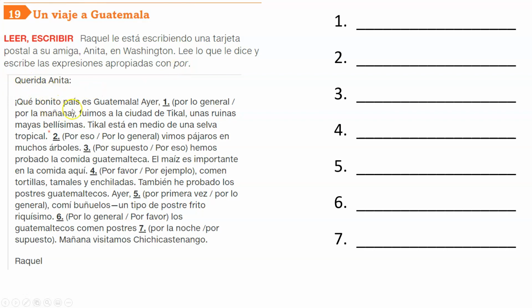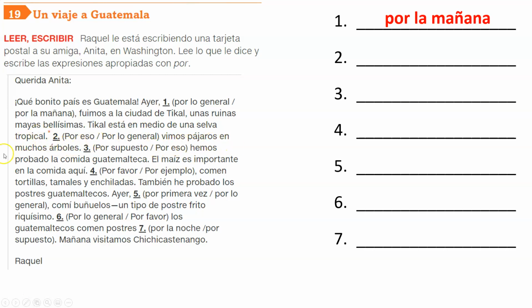So, dear Ana, qué bonita país es Guatemala. What a beautiful country Guatemala is. Ayer, blank, fuimos a la ciudad de Tikal. Yesterday, blank, we went to the city of Tikal. So, it's not probably in general, it's probably in the morning. Por la mañana, fuimos a la ciudad de Tikal. Unas ruinas mayas bellísimas. Some beautiful Mayan ruins. Tikal está en medio de una selva tropical. Tikal is in the middle of a tropical jungle.